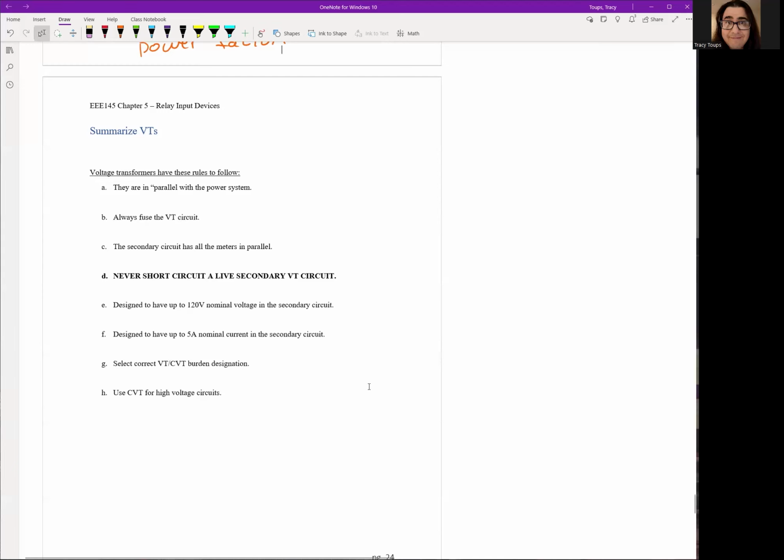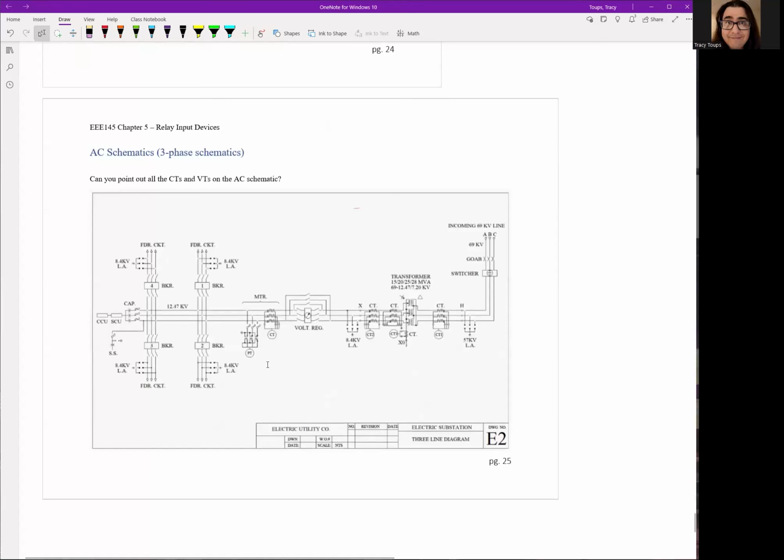Okay. Last here, I want to show you a 3-line diagram because again, you need to see these. It's very common that when you do interviews, the engineers bring out these sheets. So the more you know about them, the better you can pass their questions and get a job. Okay. So here, can you pinpoint where all the CTs and VTs are?